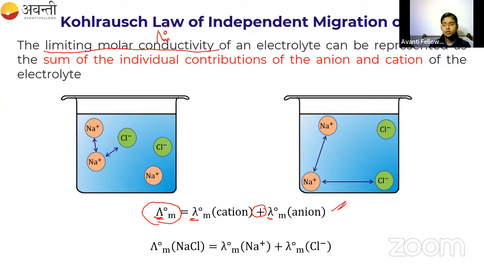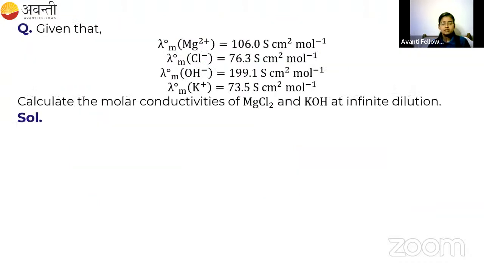Shall we do one problem and find out the molar conductivity for the compounds? Yes. Here is the question. Given that lambda m naught of Mg2 plus, Cl minus, OH minus, and K plus are 106, 76.3, 199.1, and 73.5 Siemens centimeter square per mole. Calculate the molar conductivities of MgCl2 and KOH at infinite dilution.